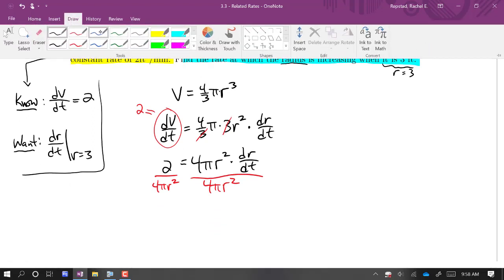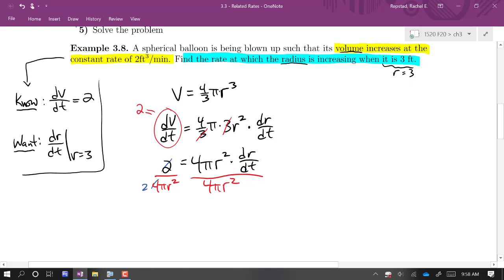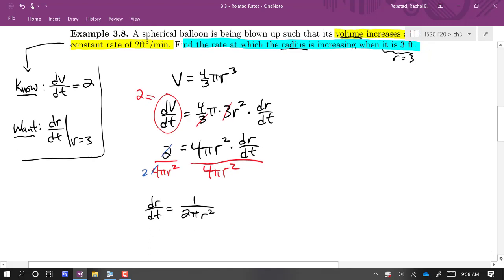We could do a little reducing here. So we get dr/dt is equal to 1 over 2πr squared. So we have dr/dt expressed as a function of the radius r, and now we can evaluate it when r is equal to 3. So that's 1 over 18π.